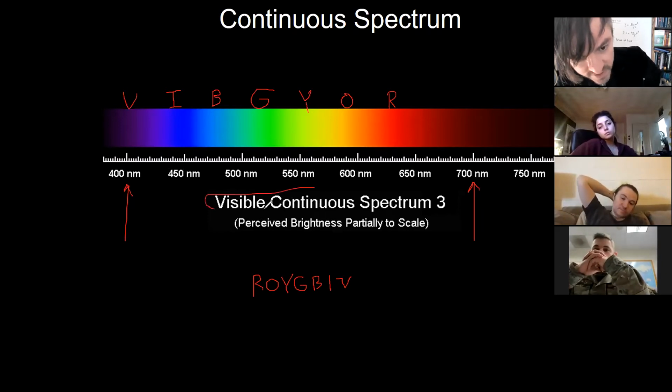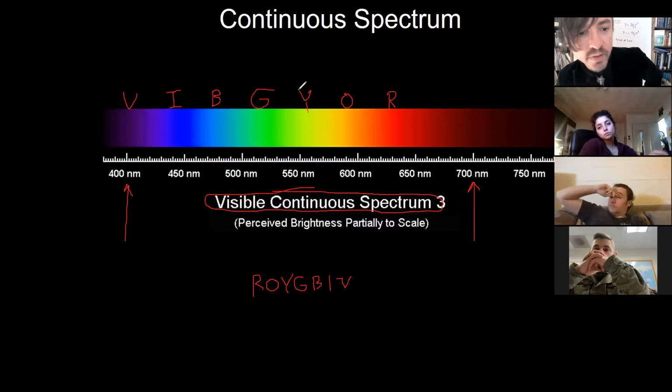This is what is known as the visible continuous spectrum, and you're going to learn more about it next week. The colors are pegged to wavelengths of light. And next week, we'll actually do a pretty cool lab on spectroscopy.